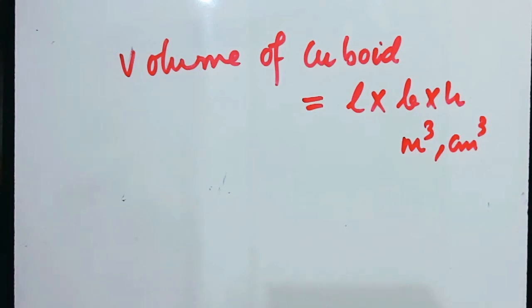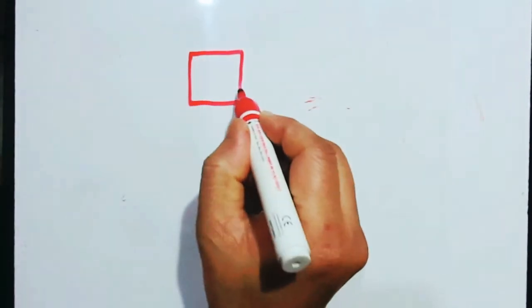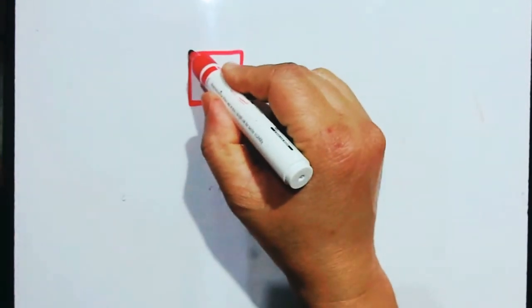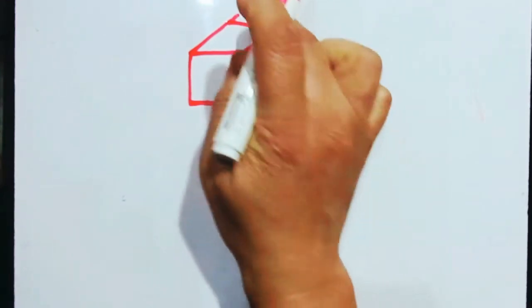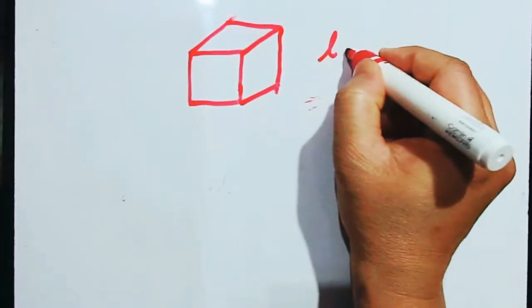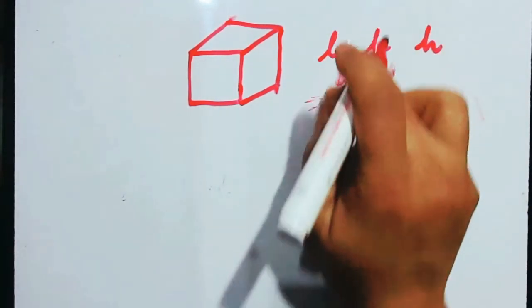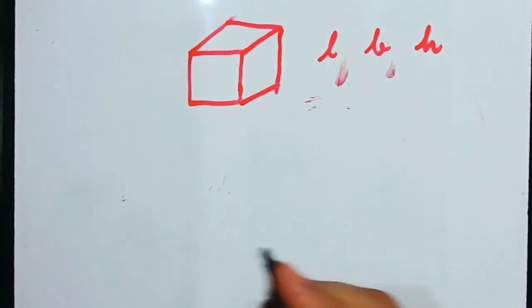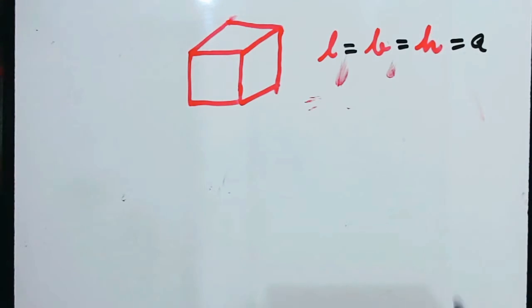Now, let us consider a cube, which somewhat looks like this, whose all the sides are equal. So when all the sides are equal, naturally its length, its breadth and its height will all be equal to each other. Let us say A.